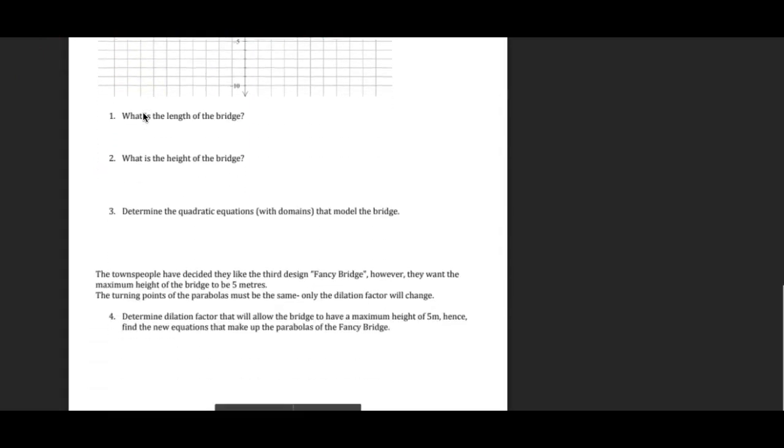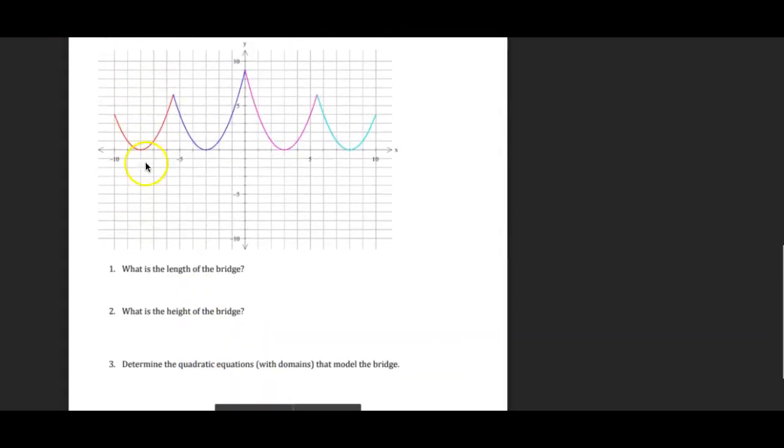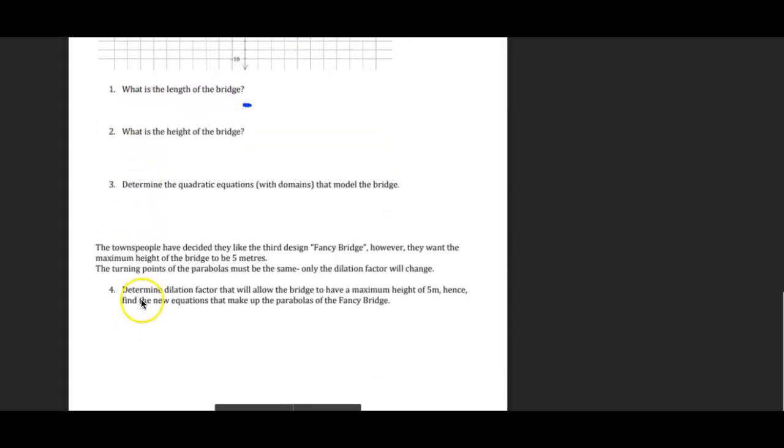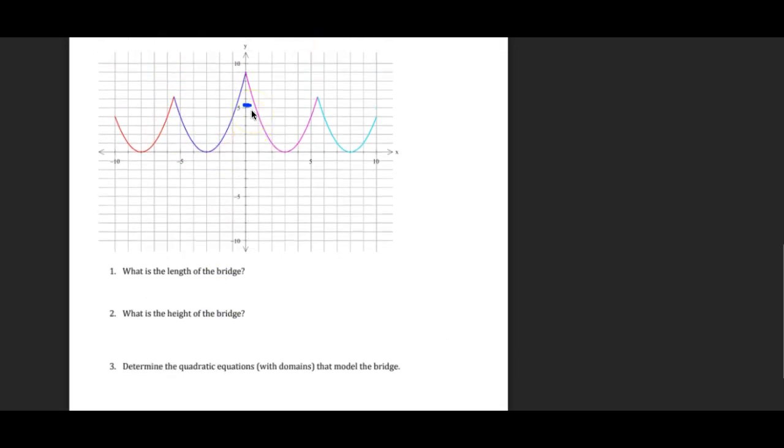Oh, this is a pain in the bum, this one. So basically, what it is saying is they want to change the height. So this time, the height has to finish here at 5. And it's a shame I can't read the question at the same time. The turning points of the parabolas must be the same, only the dilation factor will change. So basically, we've got to make these graphs wider.